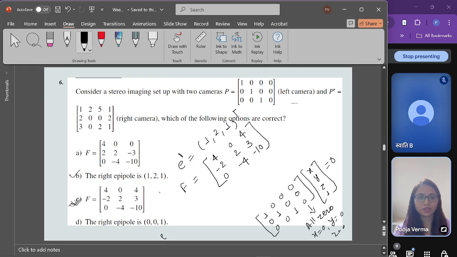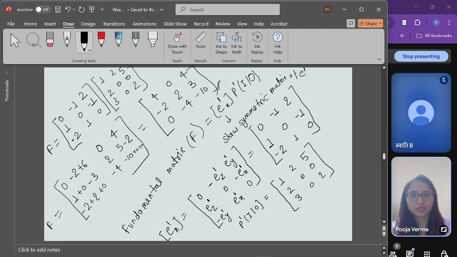Okay. So have you understood how to solve these questions? I hope all of you understand how to solve these questions. Now moving to the next question. Can we move to the next question?